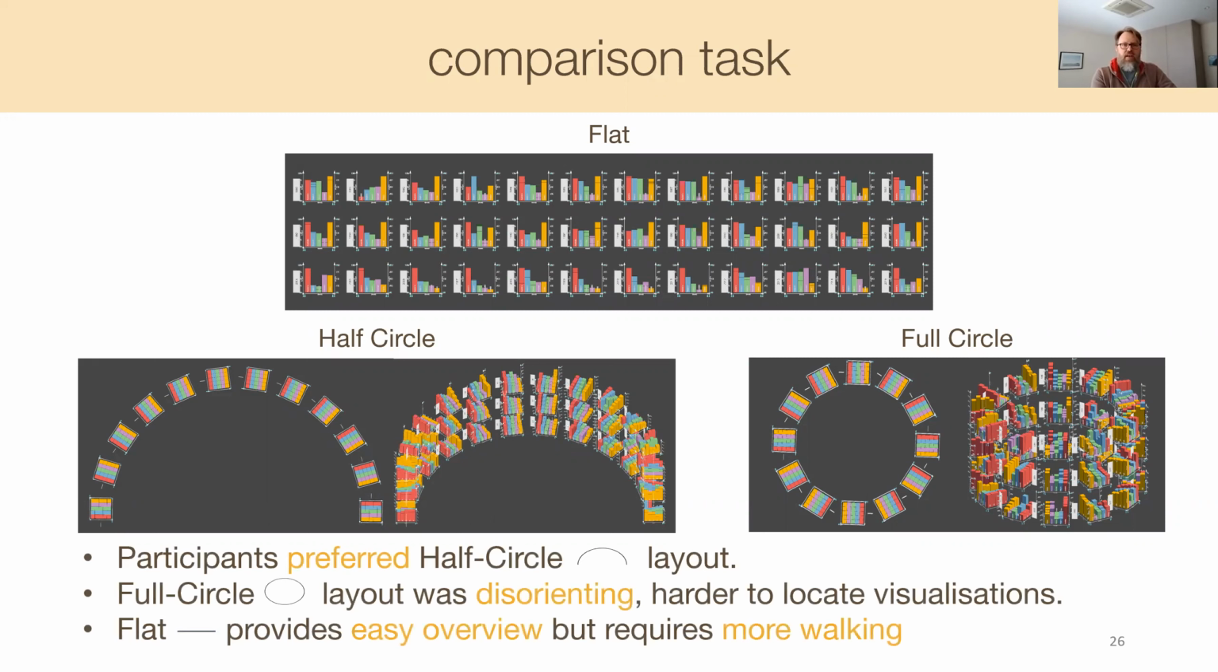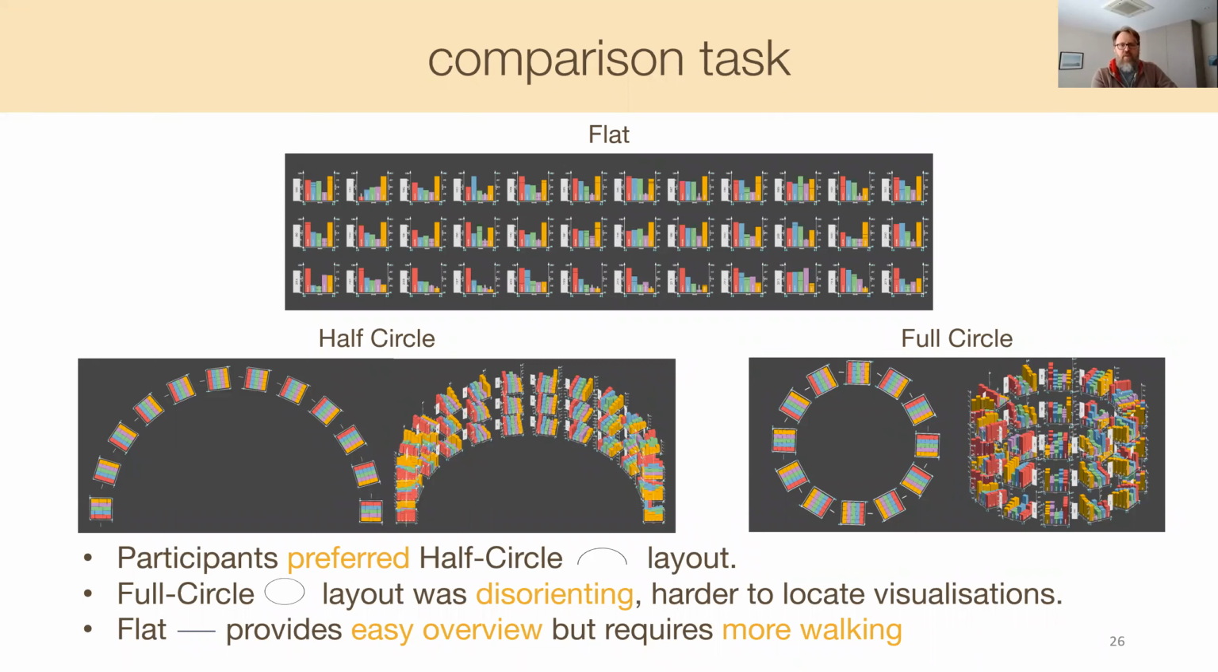And so in a similar study, we had a comparison task. They had to look at two different visualizations somewhere in this array. We didn't find any performance differences, but what we did find was that participants preferred the half circle. So again, the sweet spot between the two was the most preferred by participants.